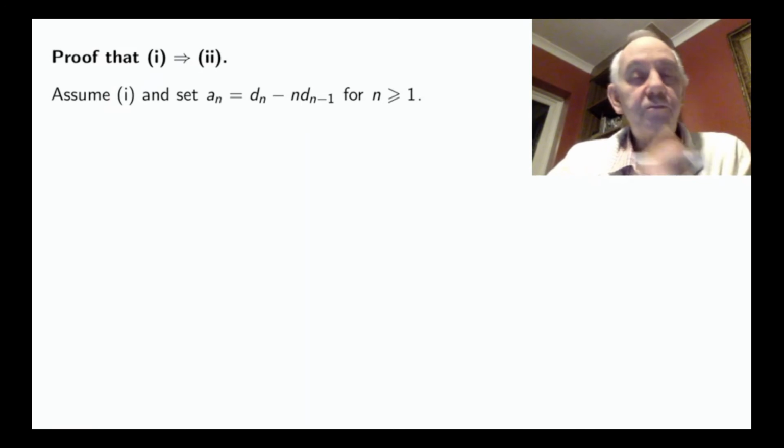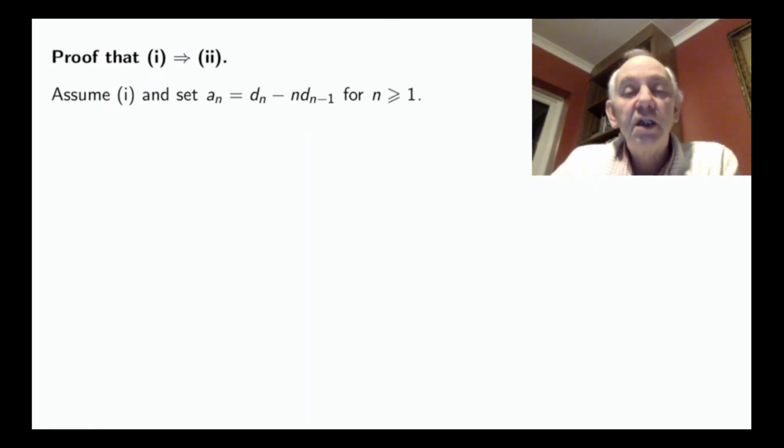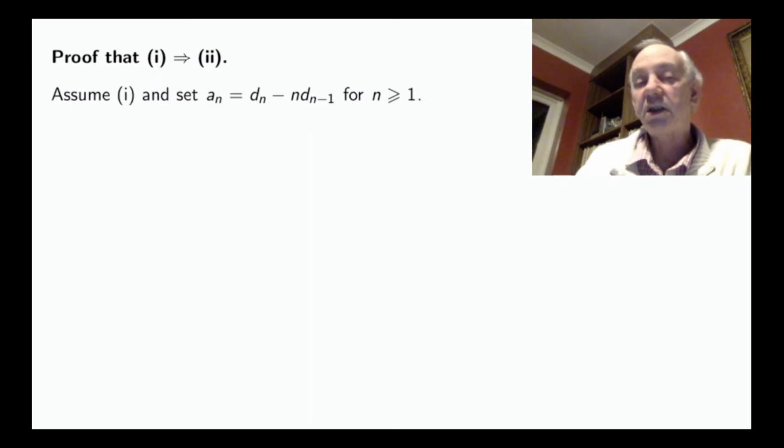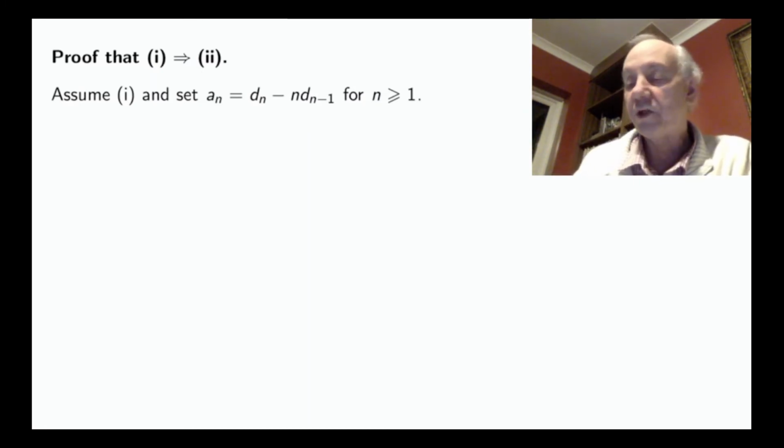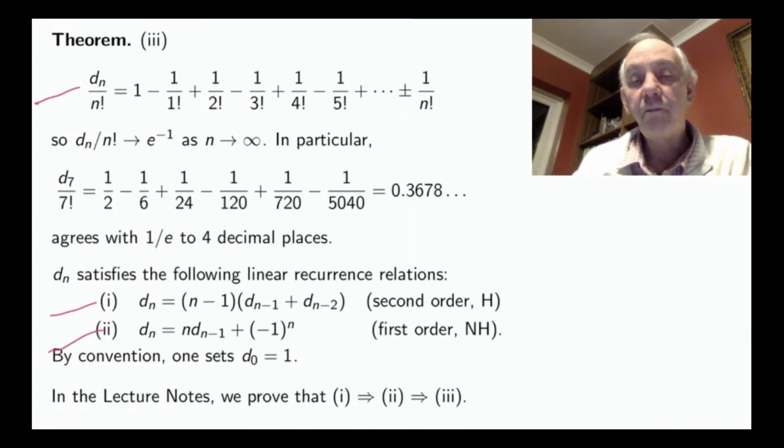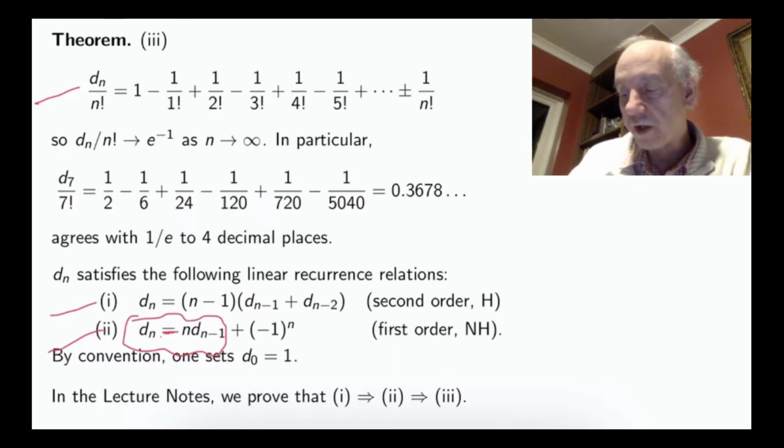Okay, so I just want to go through the proof, and it's actually rather elementary that the first recurrence relation implies the second one. So to do that, let me set a_n to be d_n minus n times d_{n-1}. If we go back a moment, you see that d_n minus n times d_{n-1}, I can put a minus sign there if you like, is equal to (-1)^n.